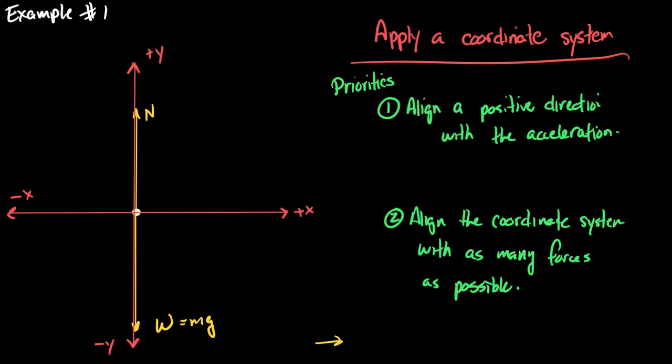This is not part of your free body diagram. This is what you have to do to use your free body diagram to solve your problem. So we apply a coordinate system. Both of these forces are on the axis, so there's nothing to resolve. This would only matter if you had a force that was like this way. Then you'd have to resolve it. You'd have to break it up into components along the x direction and components along the y direction, but we don't have that in this case.